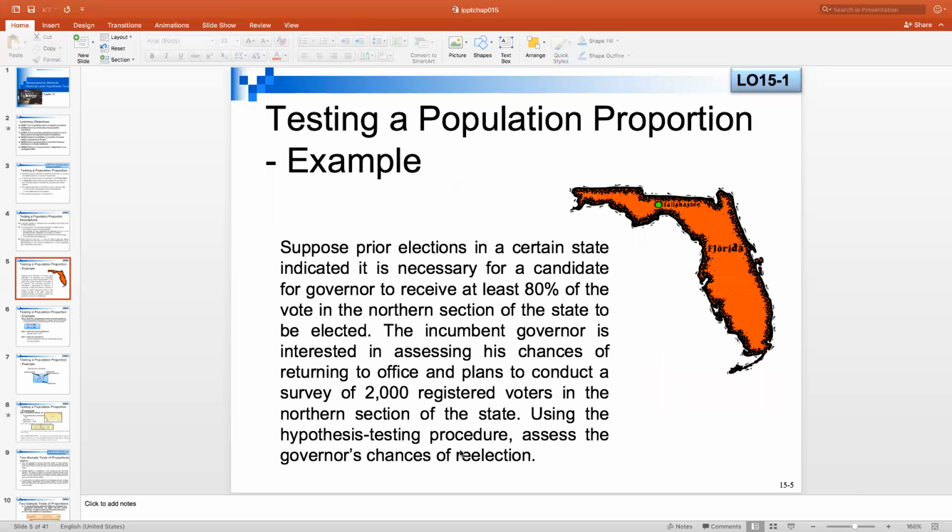Okay, so always the best way to learn stats is with an example. So suppose prior elections in a state. Somebody finish reading that for us.